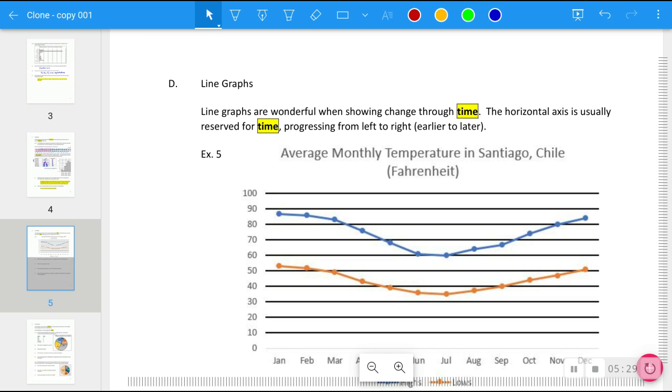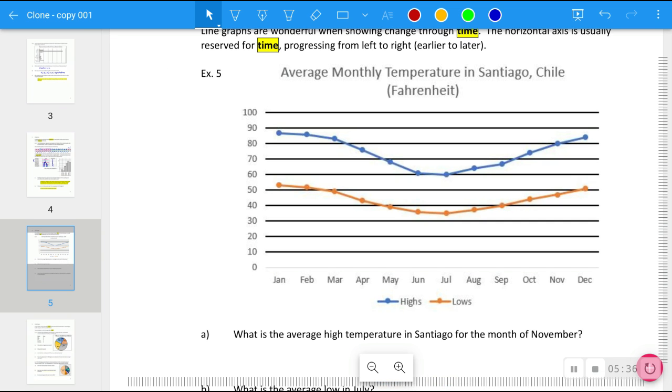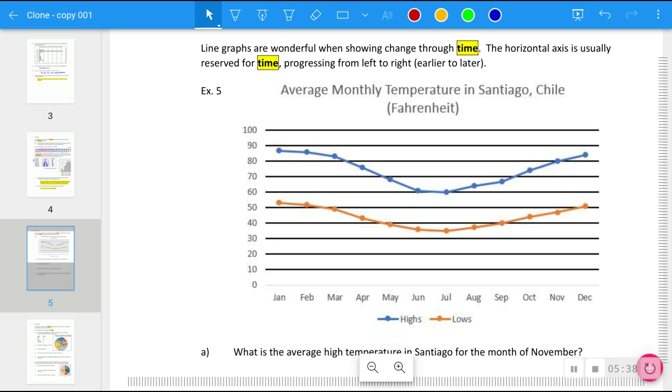Okay, the next type of graph we're going to look at are called line graphs. And these line graphs are wonderful when you want to show a progression through time. So if you look at this first example here, we've got the average monthly temperature in Santiago, Chile, measured in Fahrenheit. Now, we measure it in Fahrenheit. They wouldn't. They would do centigrade. But this is obviously for the consumption of an American audience.